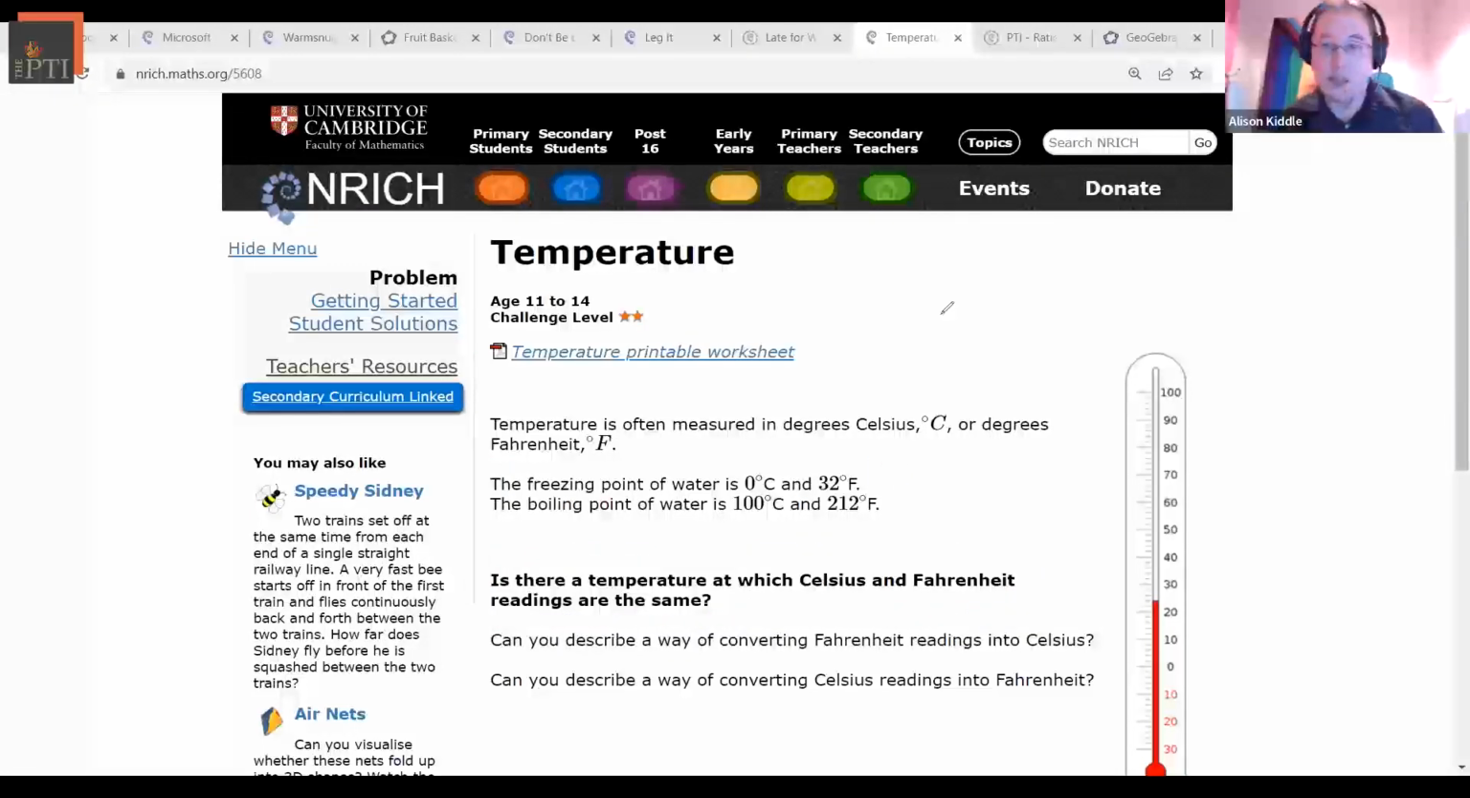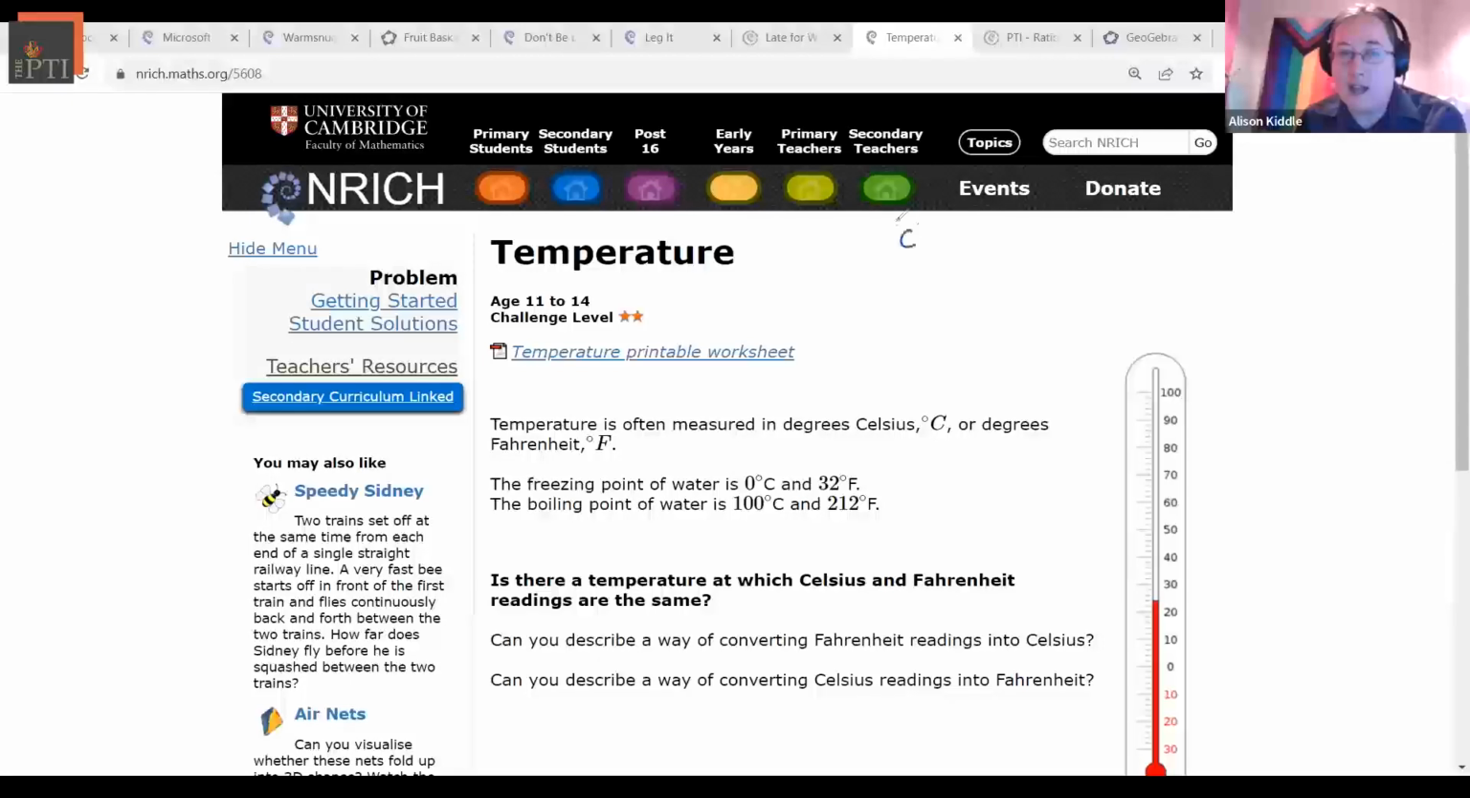So please continue to share ideas in the chat as to how you think you might tackle this problem or how your students might tackle it. I think one nice way to get into this problem, if you've never seen anything like this before, is to start tabulating some of what you're doing.